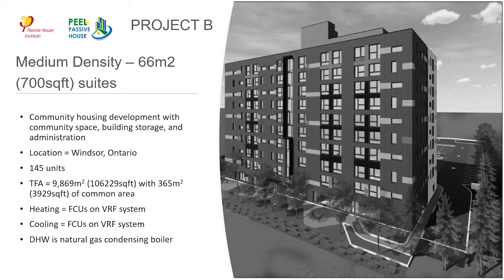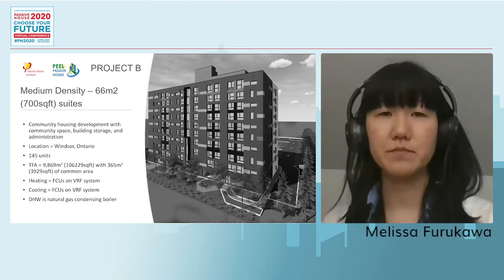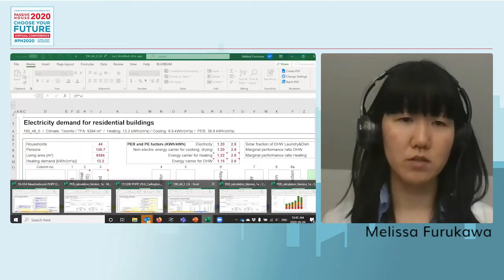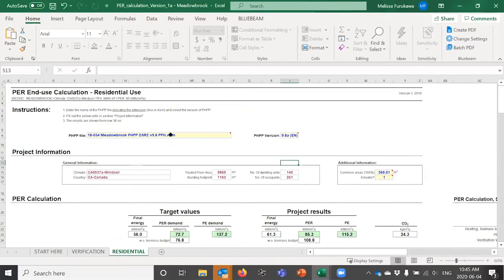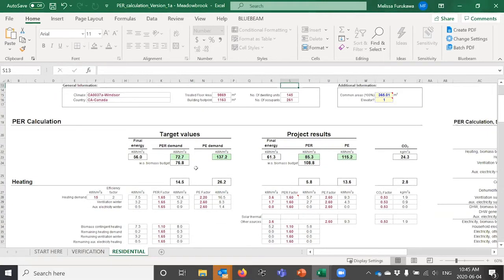The heating and cooling for this building are fan coil units on a VRF system. And again, the domestic hot water is a natural gas condensing boiler. So if we look at the PER tool for this project, again, we input the PHPP file name and these additional information here. The target PER for this project is 72.7, whereas the project is at 85.3. So we're not meeting the PER demand. However, we are meeting the PE demand at a target of 137.2, and the project is at 115.2.